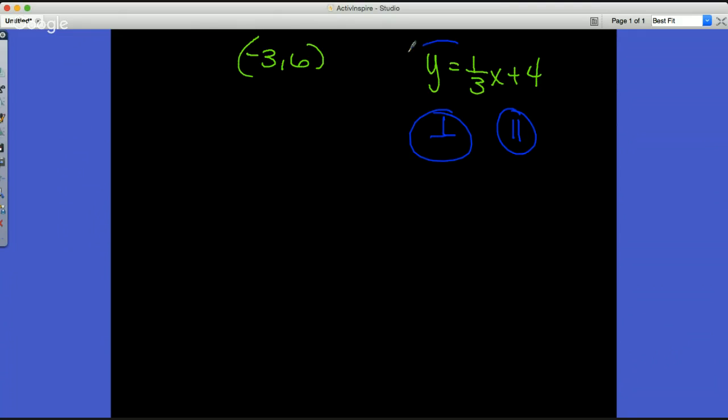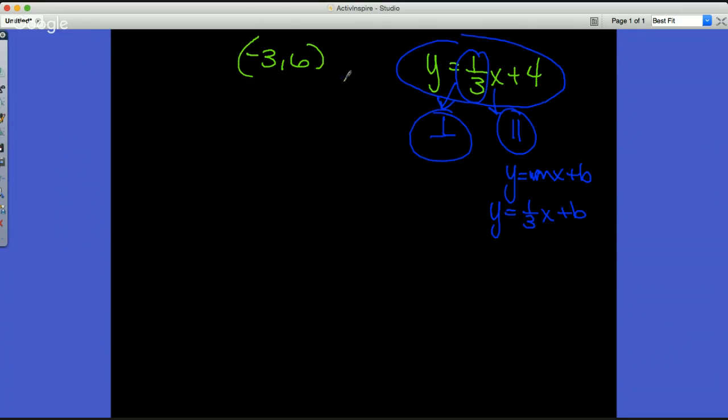So, let's say I look at this specific problem. The question is, what is it asking for? Let's say it was asking for parallel. We know that if we were asking for something that's parallel, we would plug the same slope in for the equation. And to solve for the missing b, we could plug in -3, 6, knowing that this is going to pass through -3 and 6.